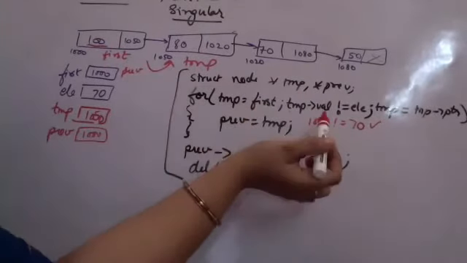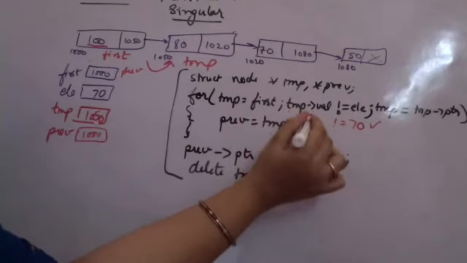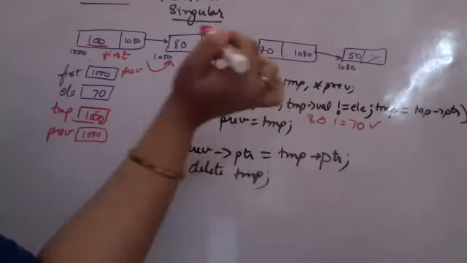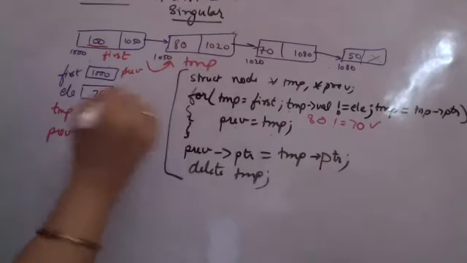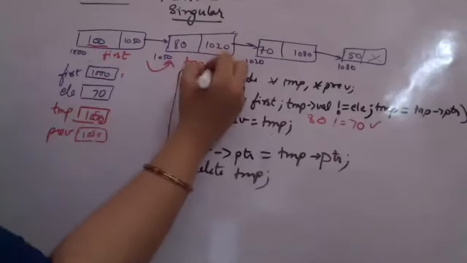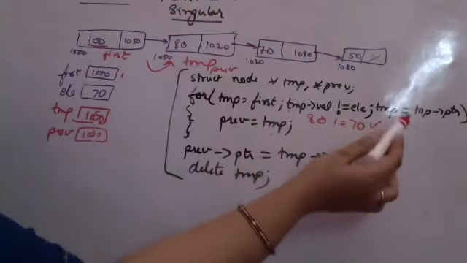Now again check temp value is equal to element. 80 is not equal to 70. Yes, it is still not equal. Please continue with the loop. Previous is also now pointing to the same node as temp. So previous also becomes 1050. So previous is also here, right? Now again increment the value.